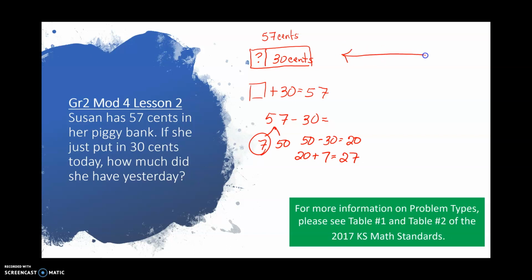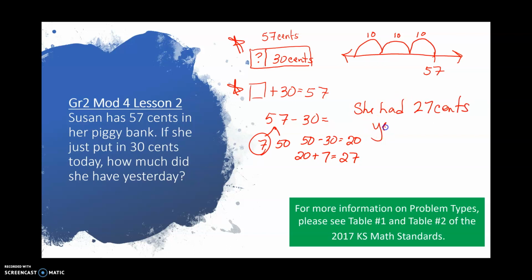Other students might choose to make a number line. And so they'll represent this subtraction by starting at 57 cents and then mentally subtracting 10 cents off with each of these jumps along that number line. Ultimately, in the end, the student has created a representation, has created a number sentence, and the student then also makes the final statement that she had 27 cents yesterday. So we always end the read, draw, write with the sentence statement to help connect the problem back to the context.